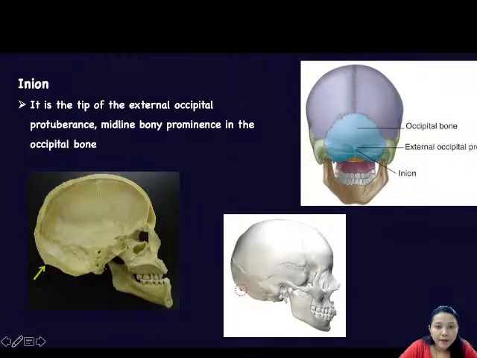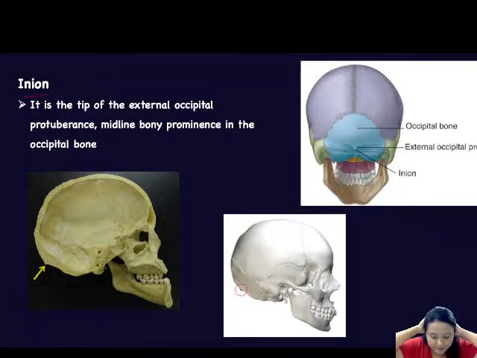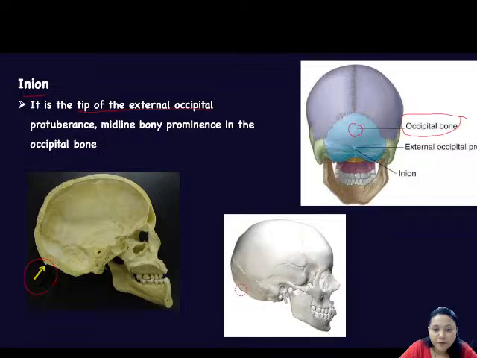Okay. Now we have another point, that is the inion. Okay, अभी inion क्या है? अभी पता है on the back side, that is the external occipital protuberance. As you can see in this image, the tip of the external occipital protuberance is known as inion. Okay, so inion is the tip of the external occipital protuberance.